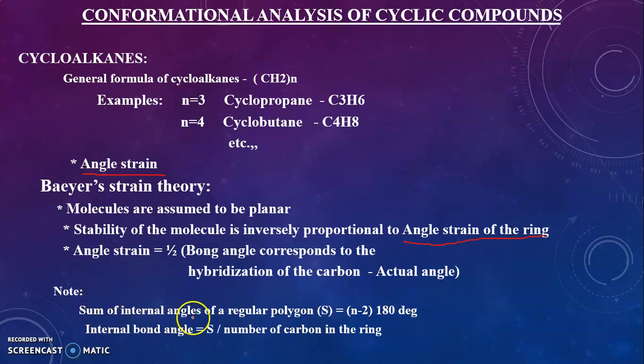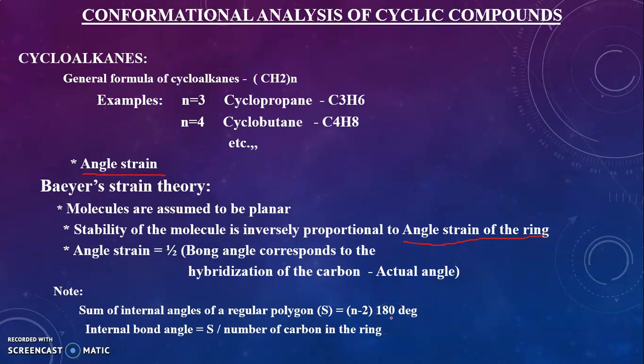Sum of internal angles of a regular polygon, I will take this sum as S, is equal to (n minus 2) into 180 degrees. What is n here? n is nothing but the number of sides. Cyclopropane has 3 sides, cyclobutane has 4 sides, like that. So if you take cyclopropane, n is 3, so 3 minus 2 is 1, so the total angle is 180 degrees.